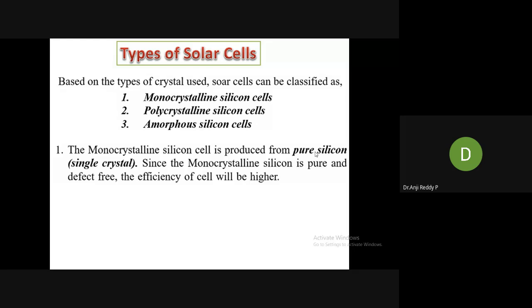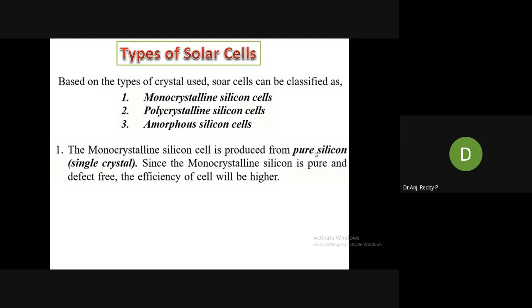How are we converting it? Half of the part we dope with trivalent elements, and half of the part we dope with pentavalent elements. Only then will it convert into a p-n junction diode. That means we are not doing any other methods here. We are just taking a pure silicon single crystal.